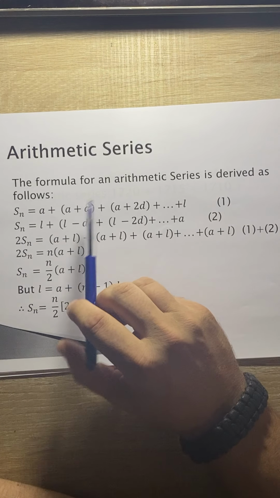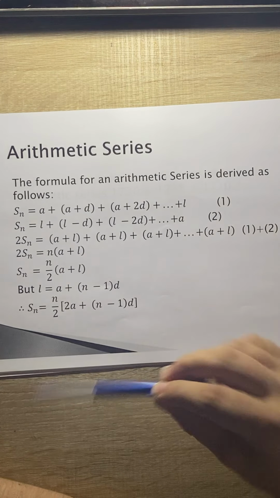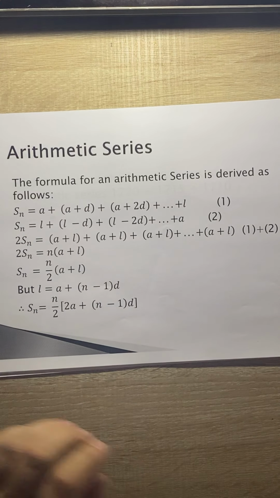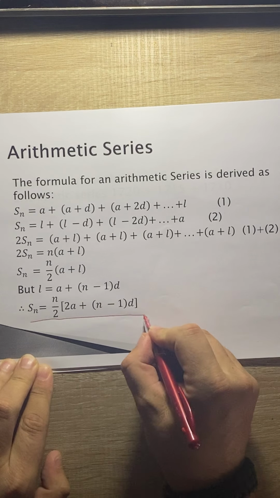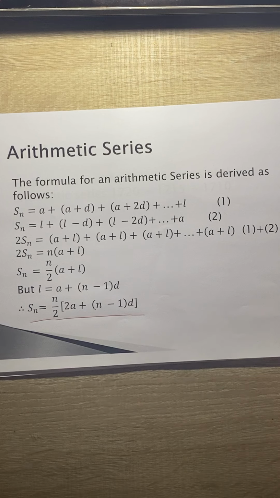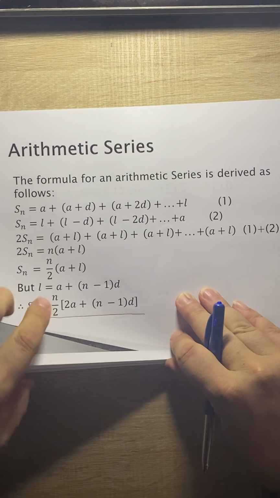So the formula for an arithmetic series is derived as follows. Now you don't need to know the derivation. What I do need you to know, not off by heart because it's on the formula sheet, is this formula right over here, okay? And that'll give you the sum of a series, right? And remember, it will be given on your formula sheet.